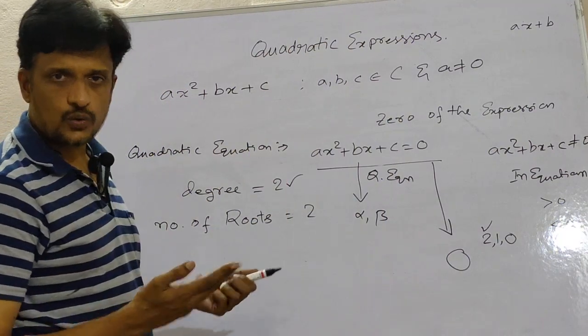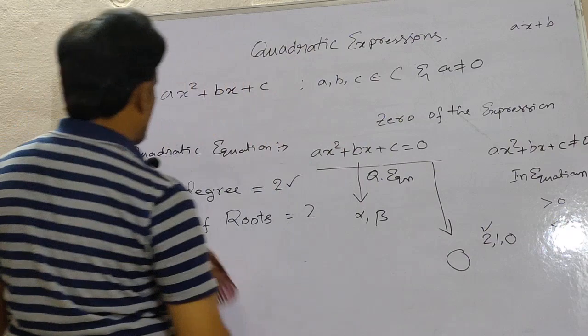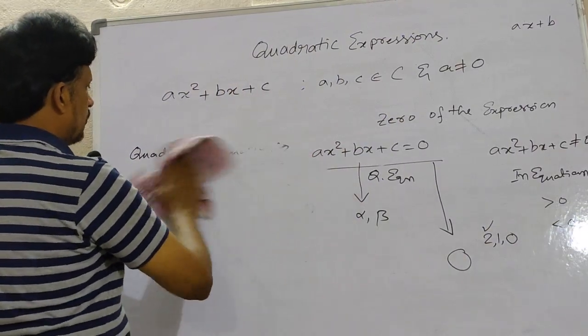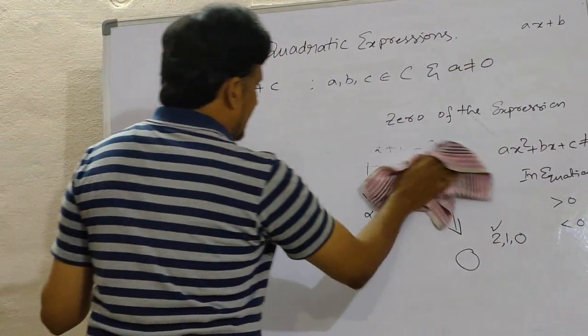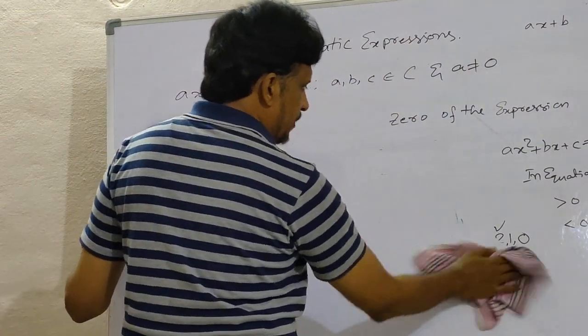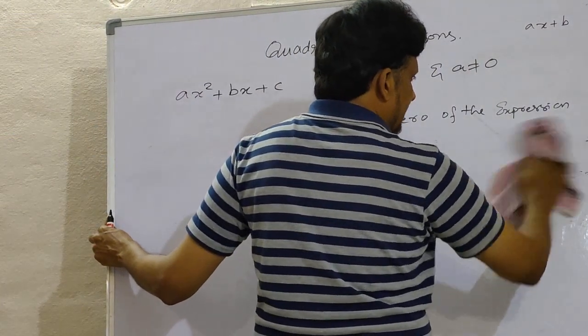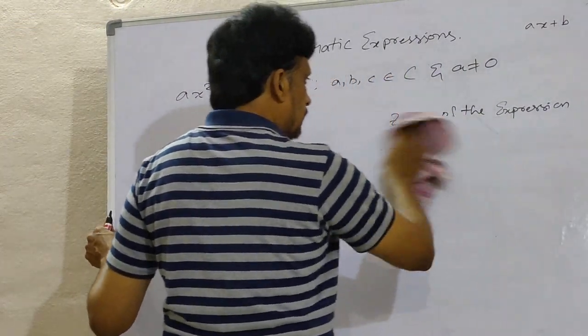Okay, now how to find the roots? That one we'll observe now. So now a quadratic equation means it is a polynomial of degree 2. Every quadratic equation has 2 roots and no more.